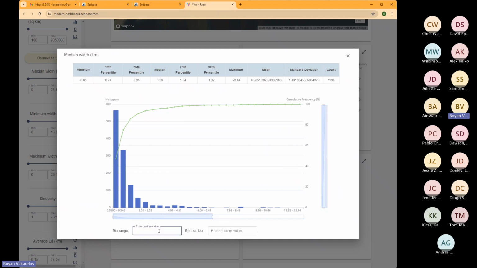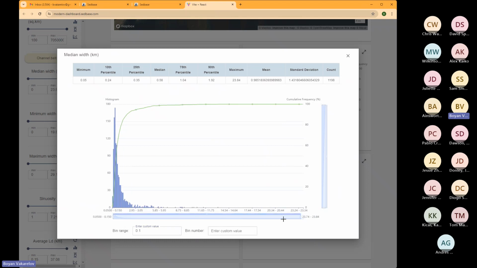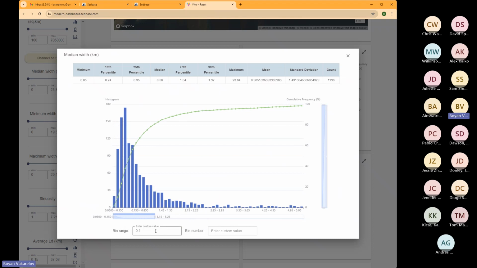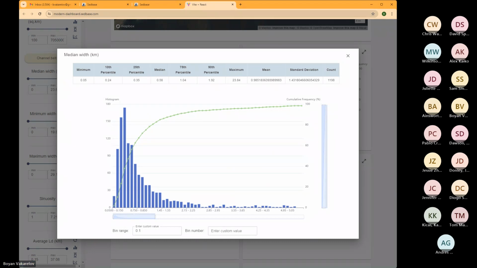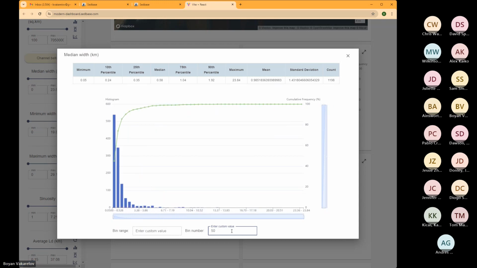For example, in this case, if I put in 0.1, I've selected a new bin range. We can very easily change the data in the histogram, so be aware of that. We can also change the number of histogram bins. If I put in 50, in this case, we split up the system into 50. If I put in 100, here is 10, here is 100. So the point is that you can very easily interact with these charts.